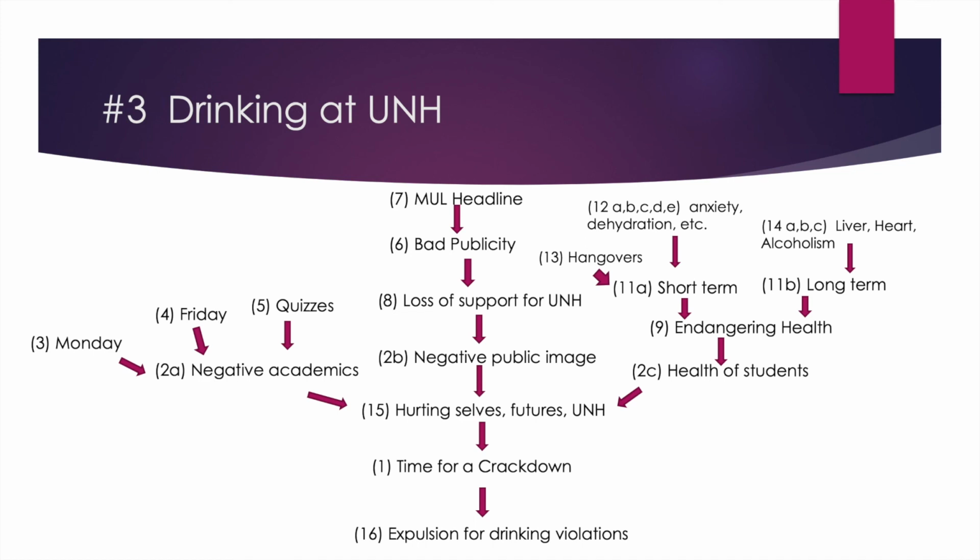We should add in, which I've left off of the diagram by mistake, the additional fact that some students even die from alcohol, again, which proves that students endanger their health by excessive drinking, which was assertion number 9. That then partly proves the claim made in assertion 2 that by drinking students are hurting academics, public image, and their health, which shows that students are hurting themselves, their futures in the university. It's time for a crackdown. Therefore, there should be expulsion for drinking violations.